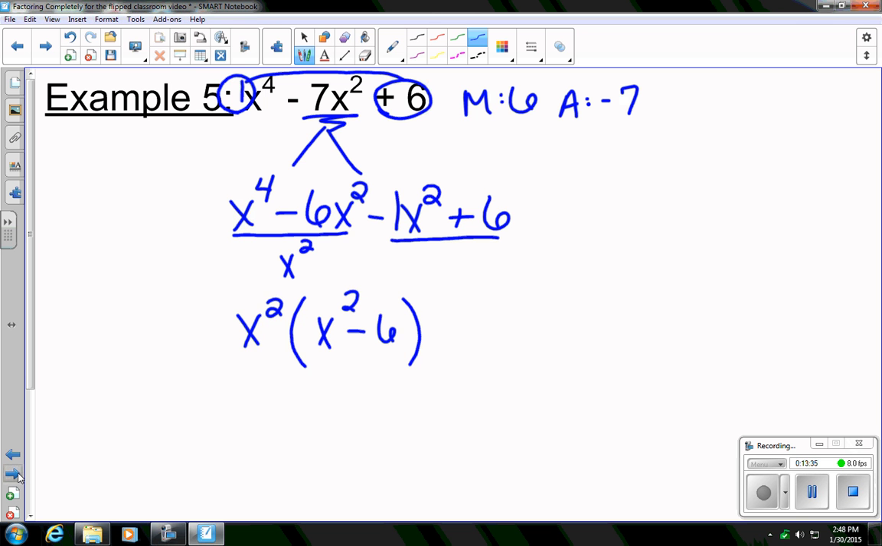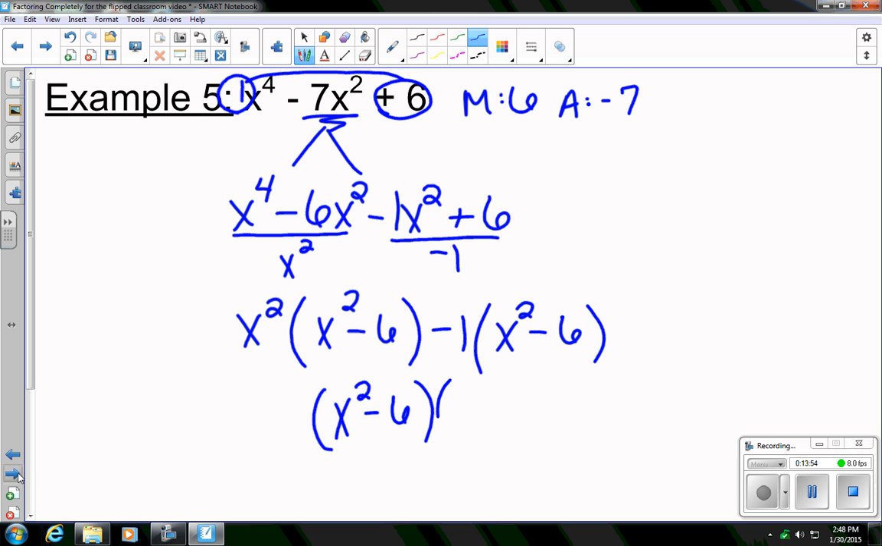Next two terms, they have a 1 in common, and this time it's actually going to be a negative 1. When we factor out the negative 1, we're left with x squared minus 6. Two parentheses match, so we're good to go. Our GCF is x squared minus 6. Then what's left over is x squared minus 1. If you take a look at these two parentheses, one of them can actually be factored further. Which one do you think it is?